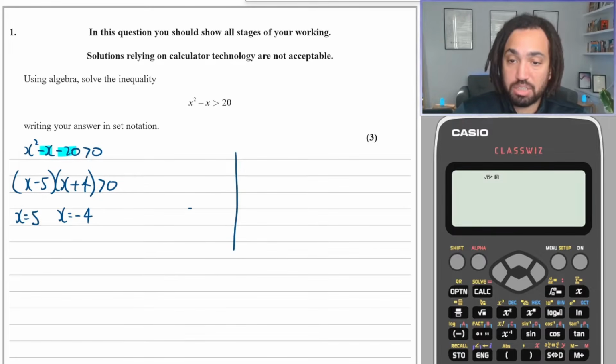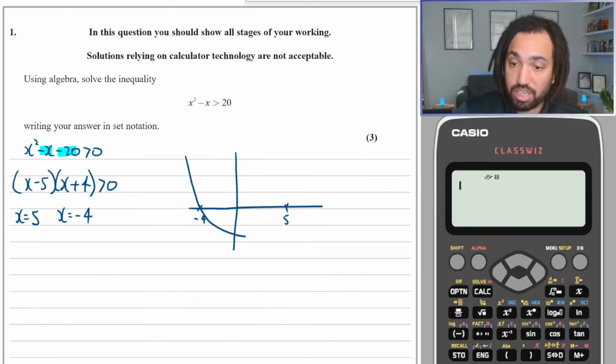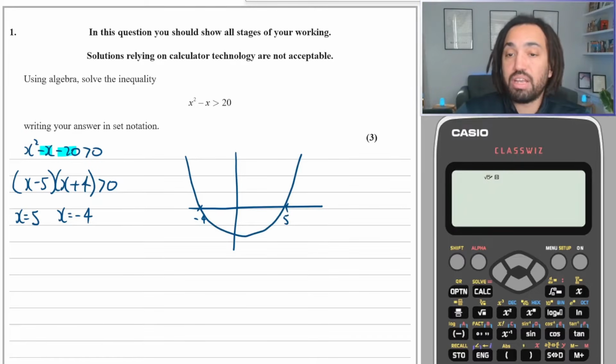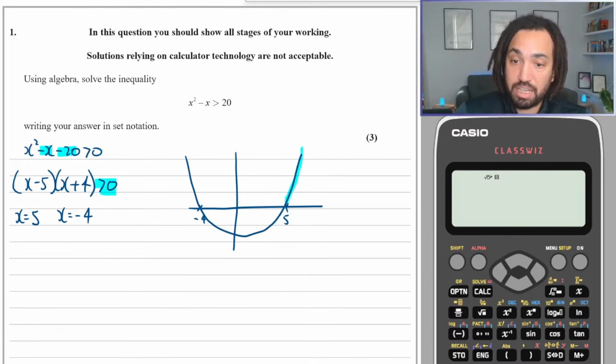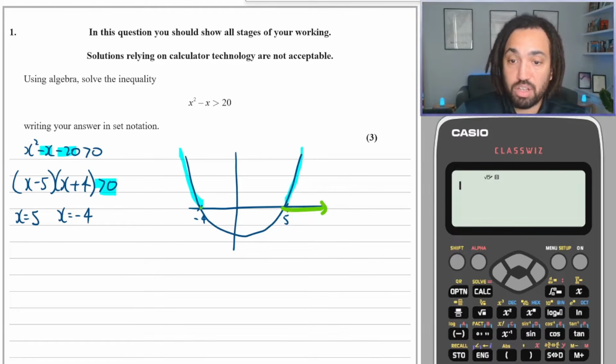It's a quadratic inequality, so I'm just going to draw a quick sketch of what the quadratic would look like. It has roots at -4 and at 5. So it's going to look something like this. And we want the part of the quadratic which is greater than 0. So it's this bit here and this bit here. So when does that occur? That occurs when x is greater than 5, so to the right of 5, or when x is less than -4, to the left of -4.